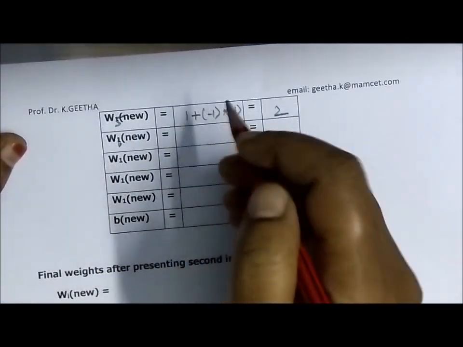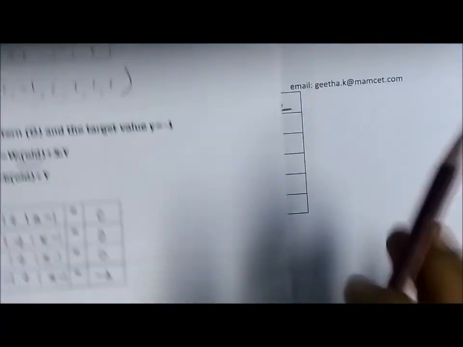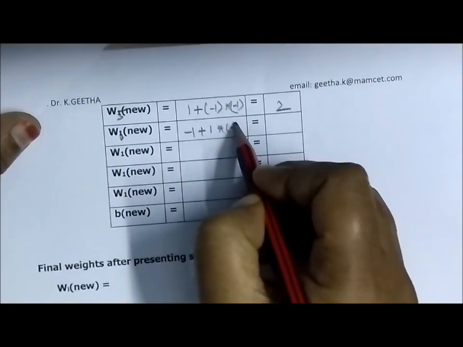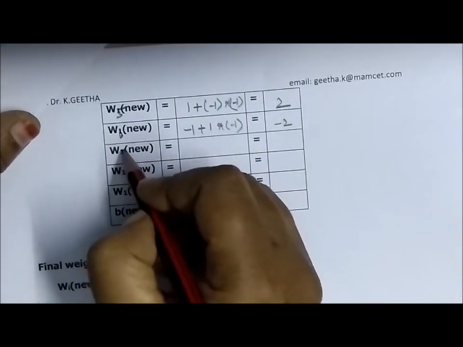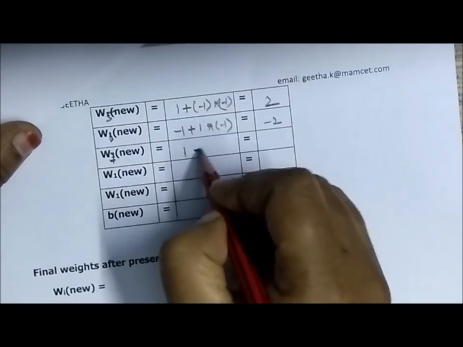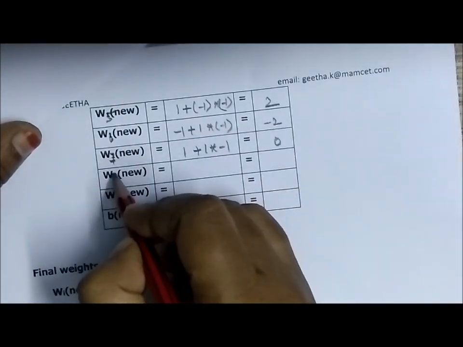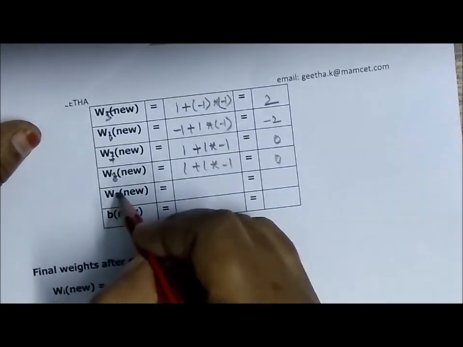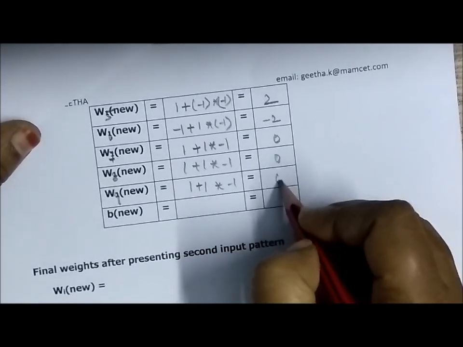Next for W6 of new. So what is W6 of new here? See here, 1, 2, 3, 4, 5, 6. So 6 is minus 1. Minus 1 plus 1 multiplied by minus 1. So what will have? Minus 1 will be having minus 2. Then W7 of new. So W7 of new we are having 1. 1 plus 1 into minus 1. So what happened here? 0. Similarly, W8 of new, 1 plus 1 into minus 1. Again 0. For W9 of new is also 1 into minus 1 will be having it as 0.